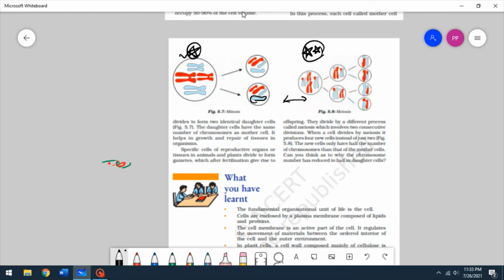NEET students or NTSE students, I expect you to know what crossing over means. CBSE 9th grade, it's okay, you don't need to know it, but if you want to know it, by all means go ahead, Google it, and know extra information so that you can understand everything better.